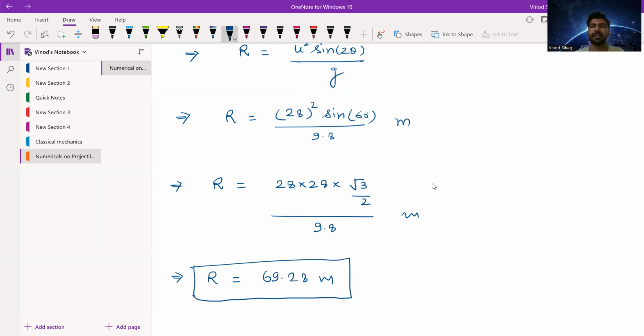So this will be the distance traveled by the ball from the thrower to the point where the ball again returns to the ground.